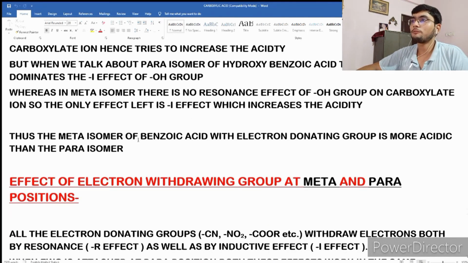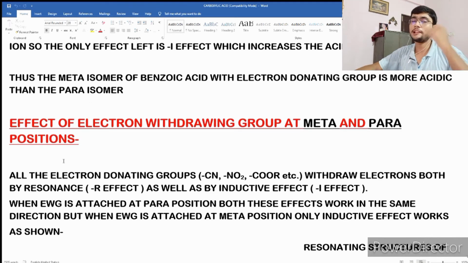Thus, the meta isomer of benzoic acid with an electron donating group is more acidic than the para isomer. Now, let us see the electron withdrawing groups at the meta and para positions. You know, an electron withdrawing group has a tendency to withdraw electrons. That means that they increase the acidity of the carboxylic acid.